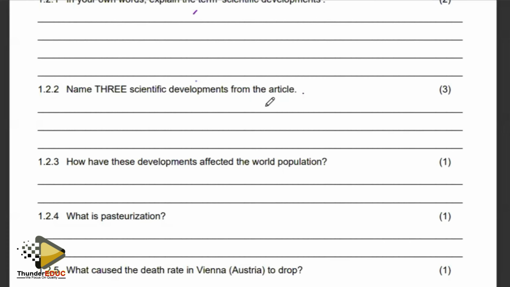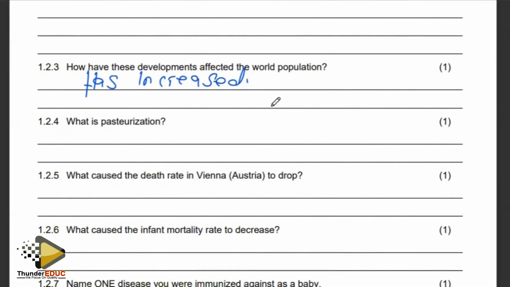So then, how have these developments affected the world's population? Definitely, the world's population has increased. This is how they have affected the world's population. Then, what is pasteurization? Pasteurization is a process that kills germs in fresh milk.